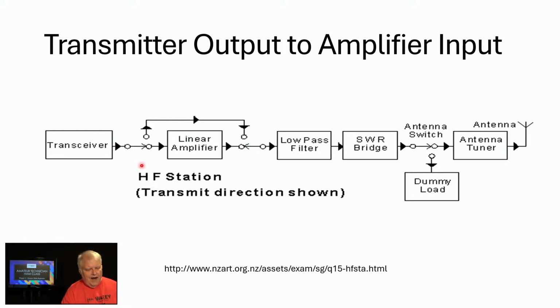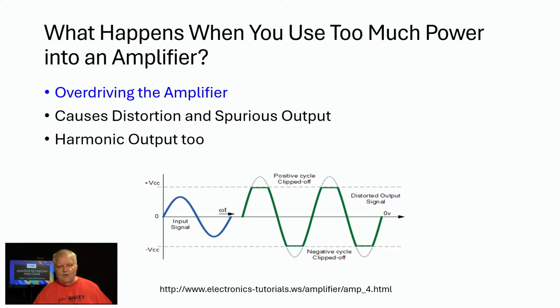Now, again, we have the RF power control on the transceiver to take it down from 100 watts down to maybe the 20 or 30 watts that a linear amplifier wants to see. If you forget to do that, or if you adjust that control up too high, the amplifier is going to run out of room. It can only amplify up to a certain point, and then it starts distorting. It starts clipping the waveform. And that is not good. That's called overdriving the amplifier. It causes distortion with spurious and harmonic outputs.